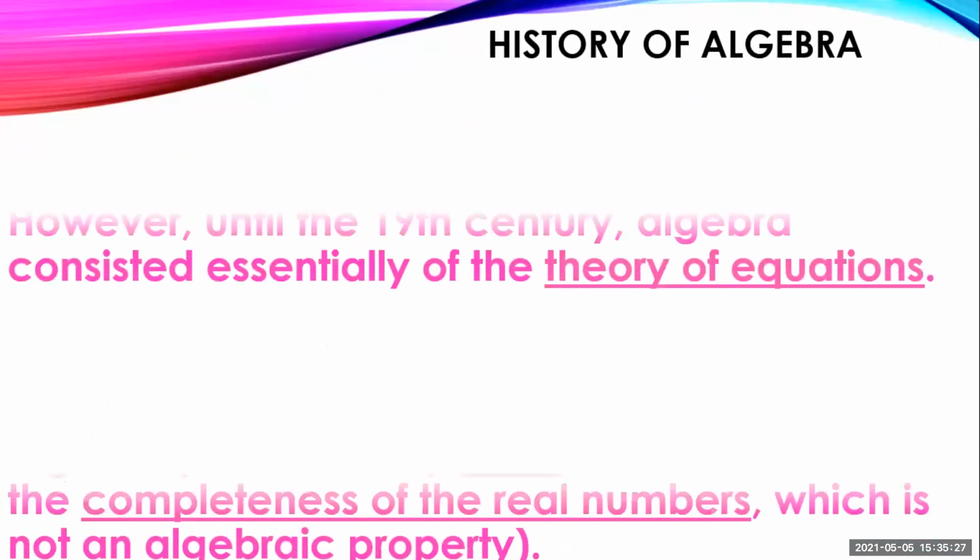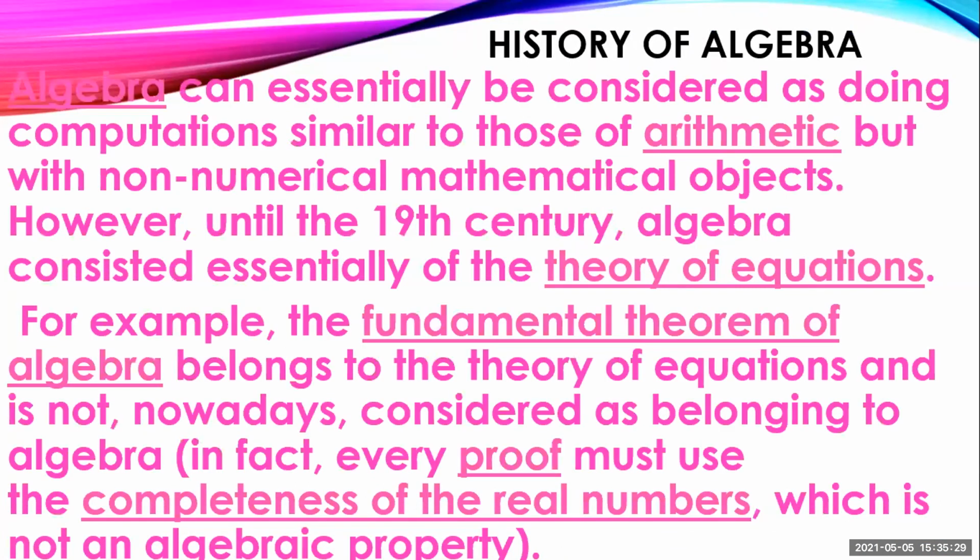History of algebra. Algebra can essentially be considered as doing computation similar to that of arithmetic, but with non-numerical mathematical objects. However, until the 19th century, algebra consisted essentially of the theory of equations. For example, the fundamental theorem of algebra belongs to the theory of equations and is not nowadays considered as belonging to algebra. In fact, every real number is not an algebraic property.